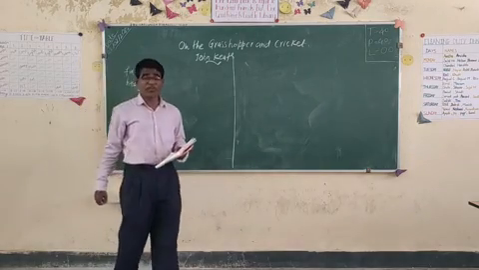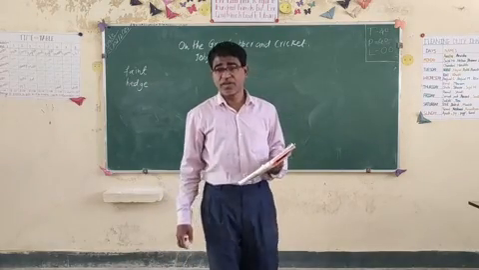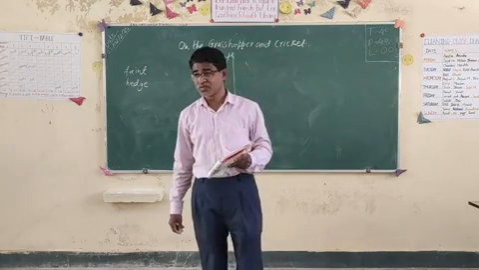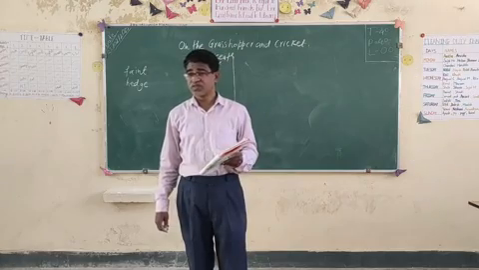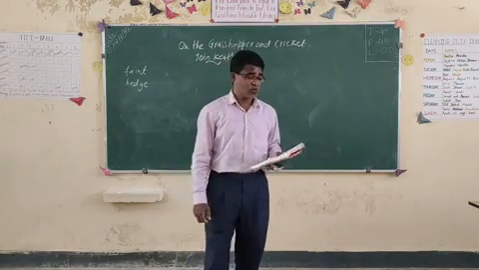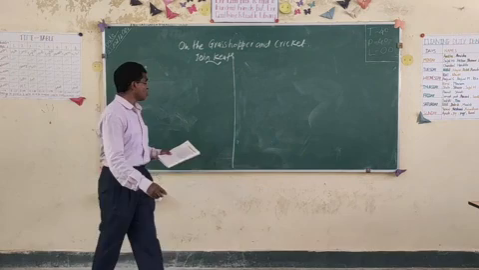Hedge. What is the meaning of hedge? Bushes. Row of bushes. Any other meaning? Small plants. Small plants, okay? Small plants in a row. Nice. Okay, correct. That is the correct meaning. Then another word was there.